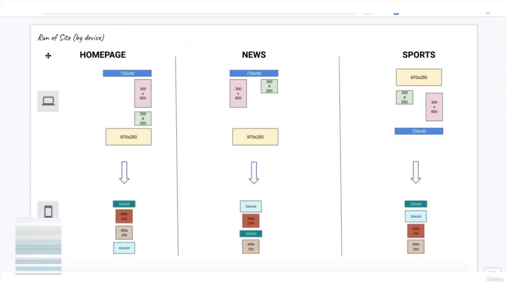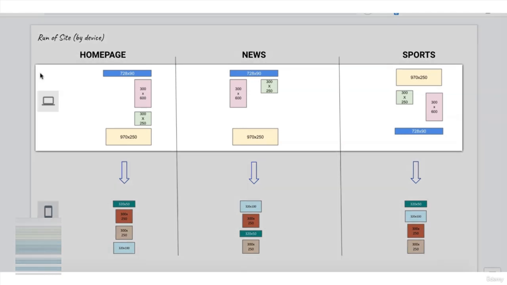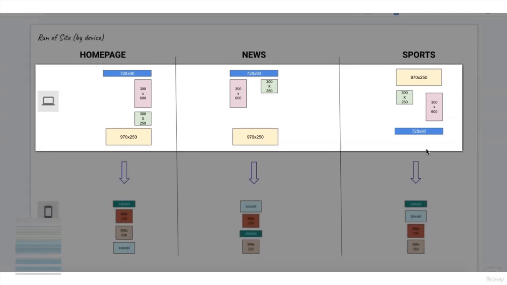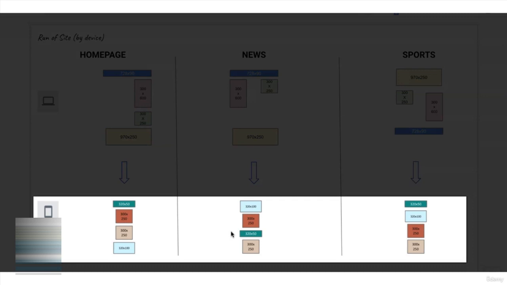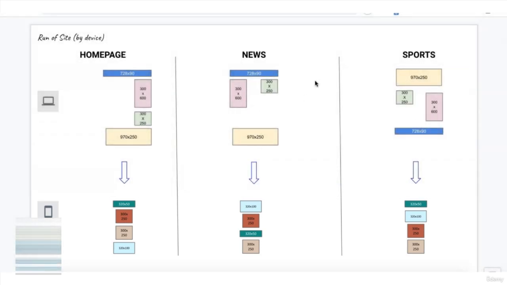The next example or setup here is run of site still, but it's broken down by device, which means you have a single set of ad units for desktop and another set of ad units for mobile. It's still uniform across the board per device category. But in this scenario, you are creating a total of 8 ad units. 4 for desktop, 4 for mobile.